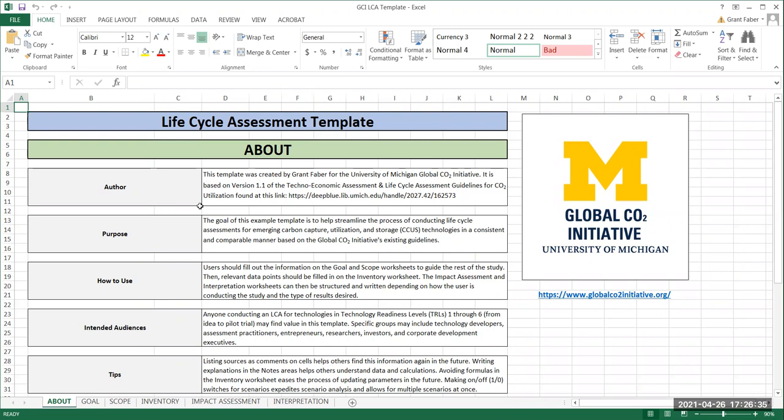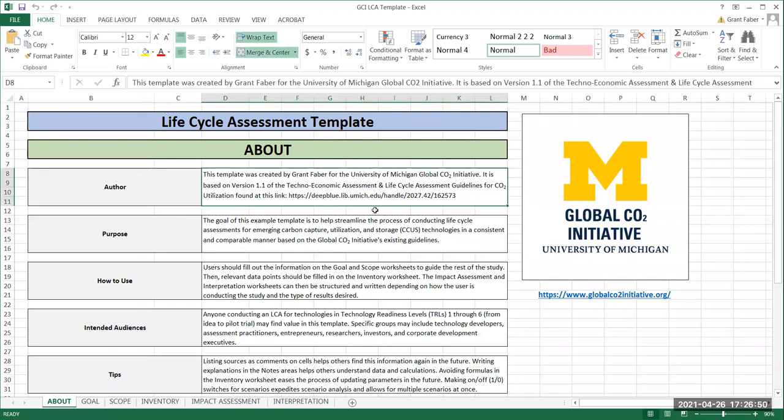One other thing to note is that all of these different steps and the different sections included within the template are based on the techno-economic assessment and life cycle assessment guidelines for CO2 utilization, which you can find on the Global CO2 Initiative's website and at this link here in this first author section.